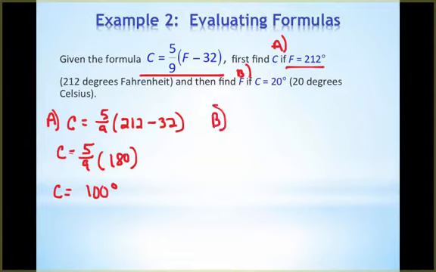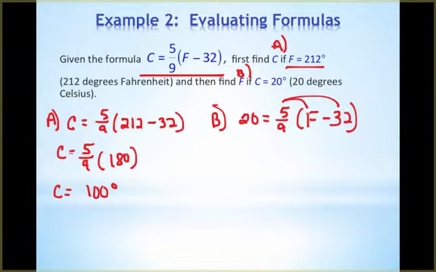Now, for part B, we know the Celsius temperature. So 20 equals 5/9 of the Fahrenheit temperature minus 32. So we have a couple ways we could solve this. The first thing we could do is we could distribute and solve that way, which is actually a little harder to solve. The other thing we could do is, because this 5/9 is times the whole quantity, F minus 32, we could multiply both sides by 9/5.